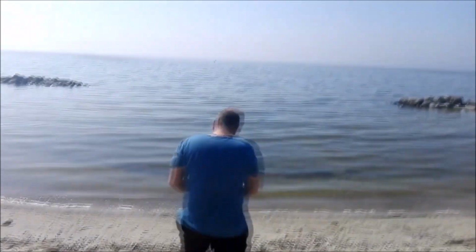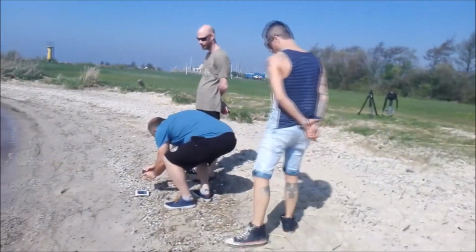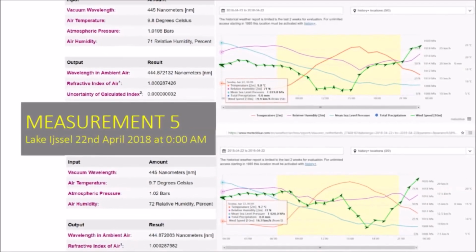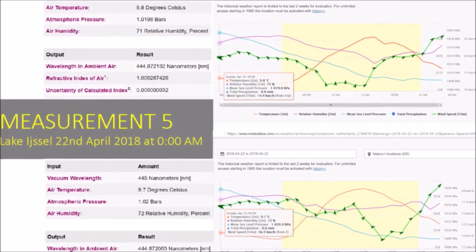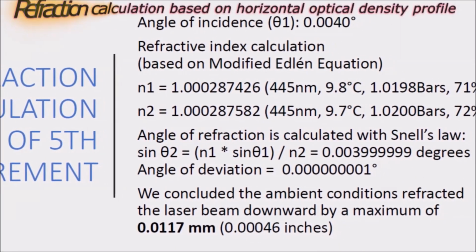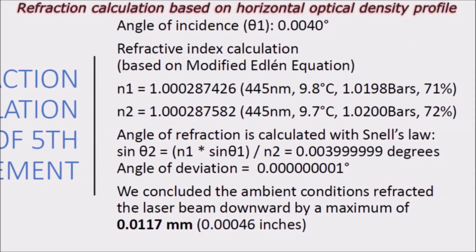FE Core examined the effects of refraction through the gradients in the air by adjusting the beam vertically. It was concluded that with the present ambient conditions at measurement 5, the beam was refracted downward by a maximum of 1/100th of a millimeter.